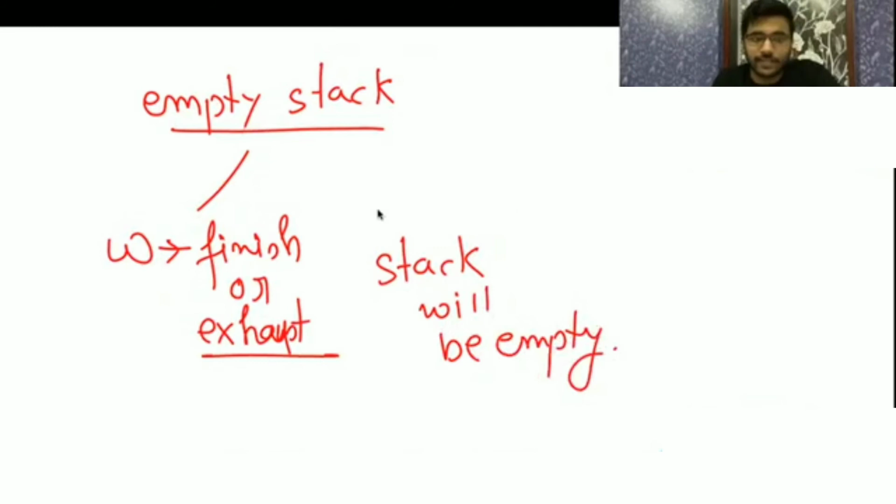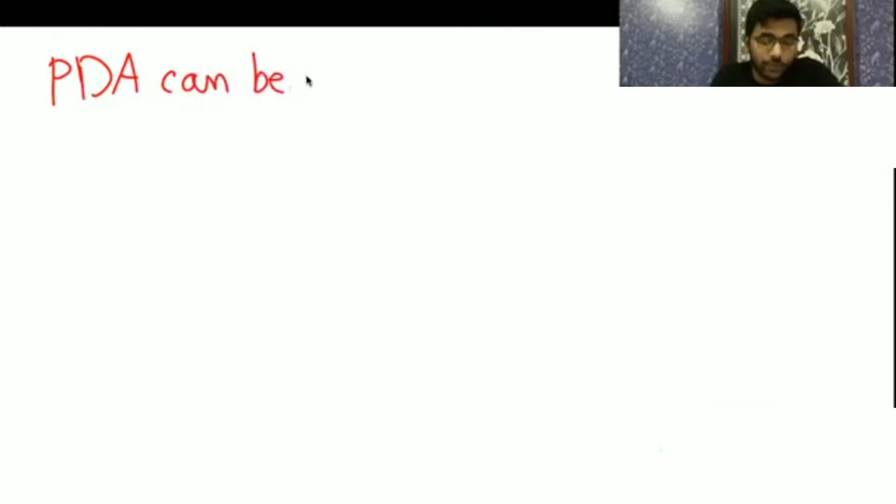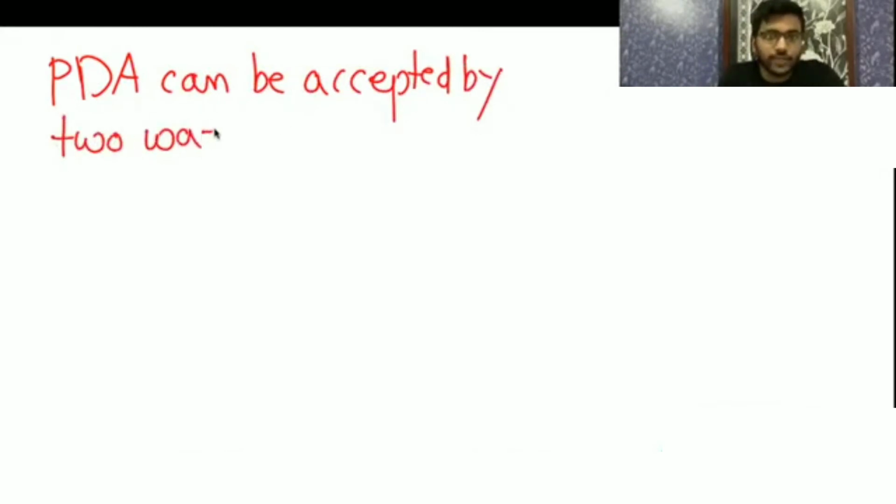You know that when the stack is empty, you will not be able to give any transition. So that's why here we are having two types of acceptance. One is acceptance by empty stack, so when a string gets finished or exhausted, your stack should be empty. Or you can directly reach the final state. So there are two types of acceptance in the case of pushdown automata. All these things are very important. PDA can be accepted in two ways.